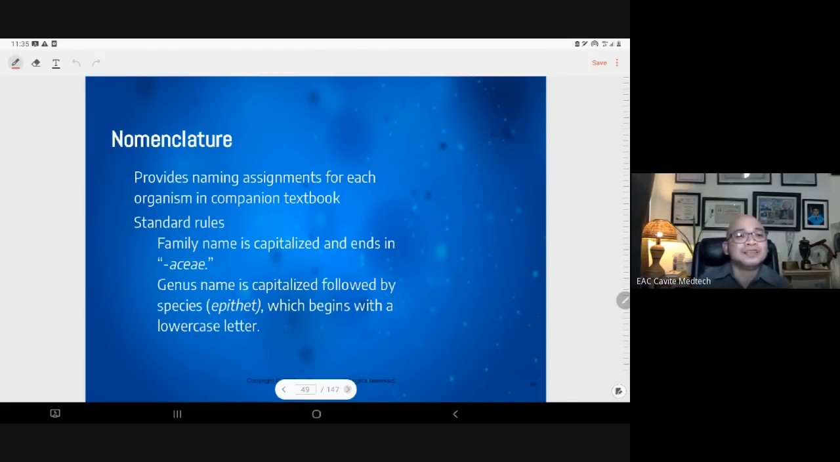So the nomenclature provides assignments for each organism. Okay, so remember, the genus is always capitalized, and the species or the specific epithet always begins in lowercase letter.